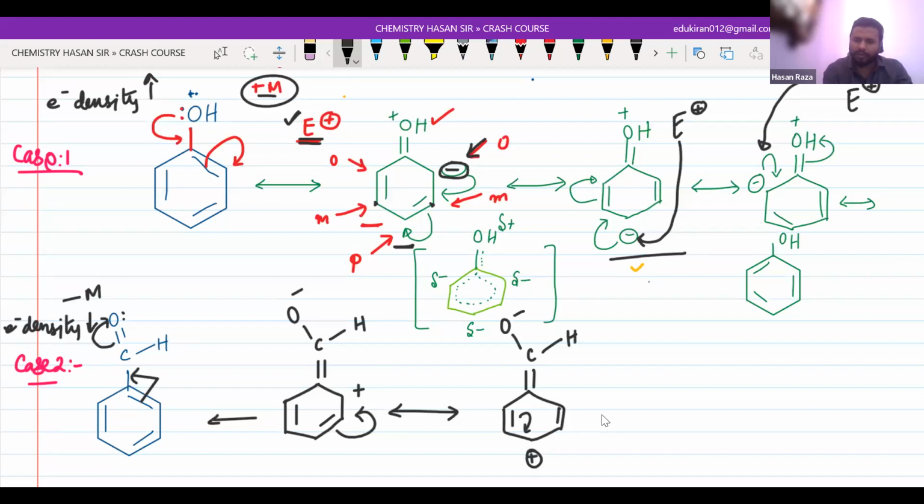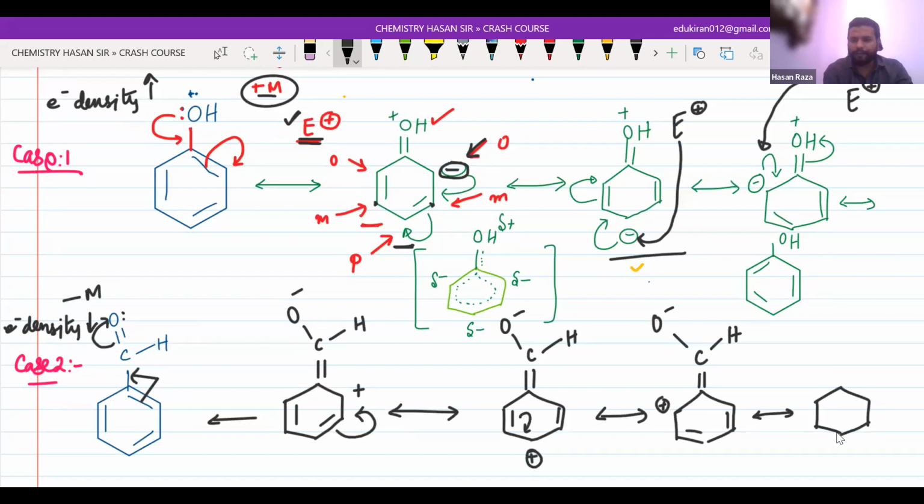This will move to this side. So the double bond moves here. There is a double bond. The positive charge comes here. Doubly bonded C, O negative, and then H. And again, this moves to this side. So this moves to this side, and C, double bond O, and then H, double bond this. These are all resonating structures.